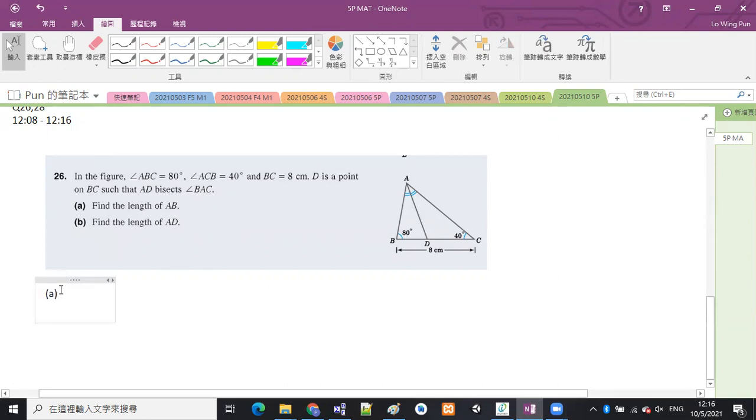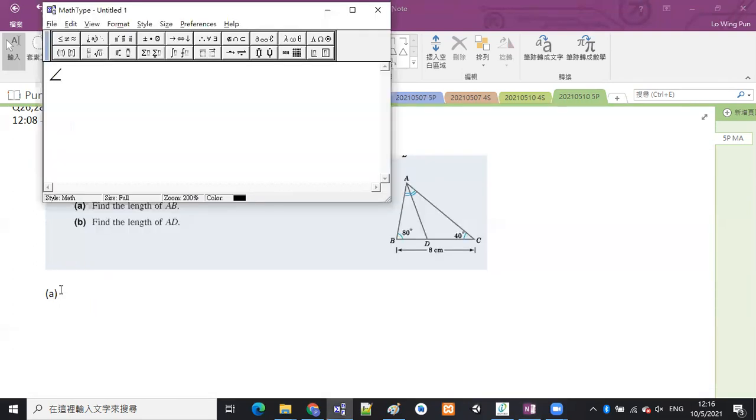Okay, so let's talk about 26, part A. I want to find the length of AB. AB belongs to triangle ABD and triangle ABC. Which triangle has more information for us to do the calculation? Actually, we have angle 1 and angle 2, and then we can find angle 3 first, right? Angle BAC should be 180 degrees minus 80 minus 40. Okay, let us find this first. Angle BAC is 180 degrees minus 80 degrees minus 40 degrees, which will be equal to 60 degrees.